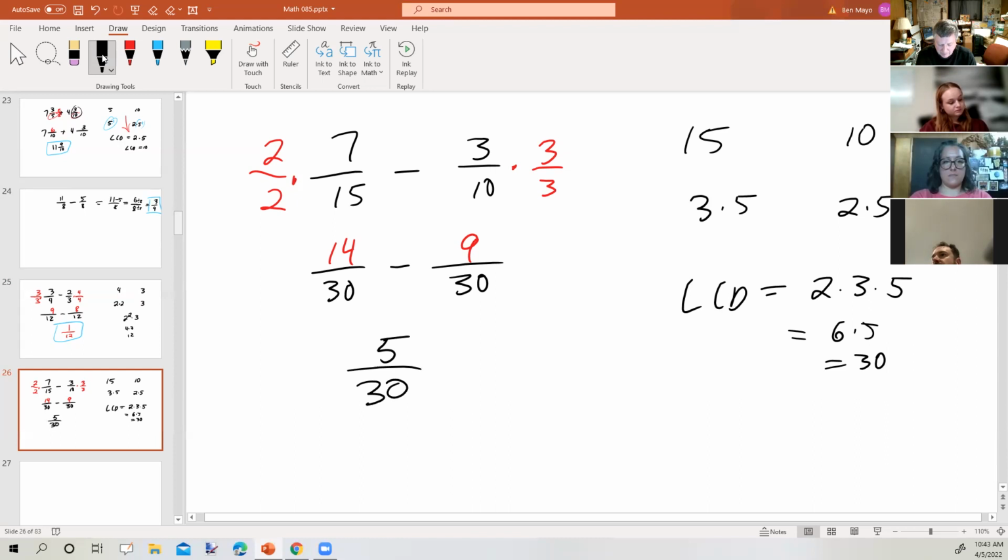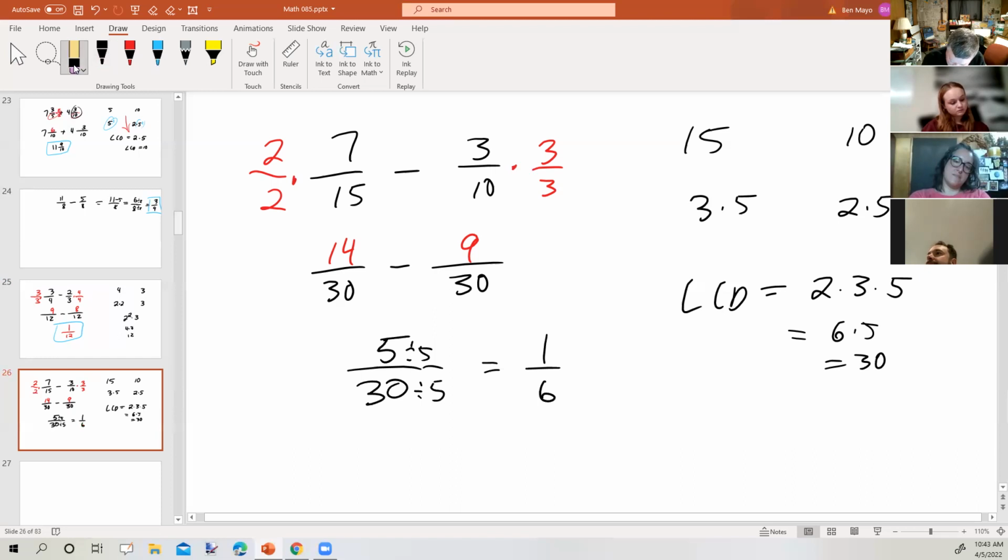5/30. But we're not done because 5 goes into 5 and 5 goes into 30. Let's divide the top by 5 and the bottom by 5. 5 divided by 5 is 1. 30 divided by 5 is 6. Okay, so we get 1/6.